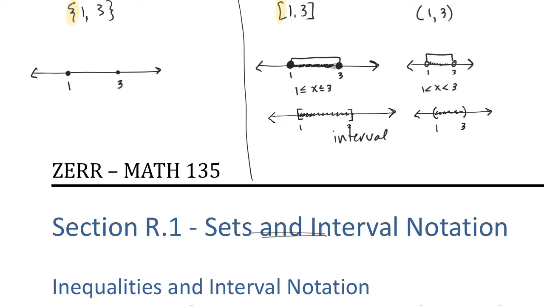Okay, so interval notation represents an infinite number of values between two endpoints, and this is set notation, and set notation is a list of elements.